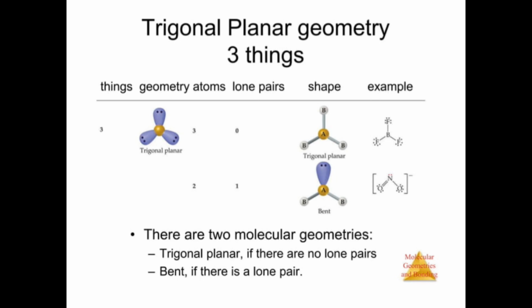In NO2, for instance, you have a lone pair of electrons on nitrogen. So therefore, it's going to have a bent shape. So there are 2 molecular geometries or shapes when they have three things: trigonal planar if there is no lone pair of electrons, bent if there is a lone pair of electrons. When it has three atoms, zero lone pair, the shape is trigonal planar. Two atoms, one lone pair, the shape is bent. The examples for trigonal planar is BF3, and for bent is NO2 minus.